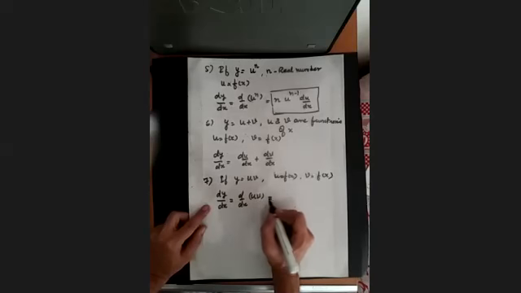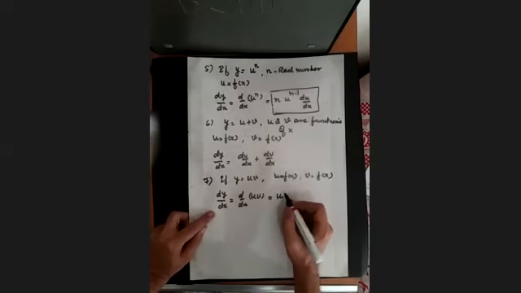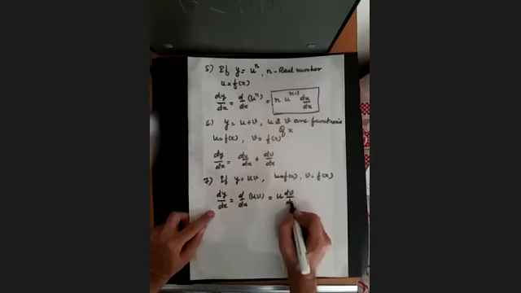So how do we differentiate? First, that is u multiplied by differentiation of the second with respect to x.